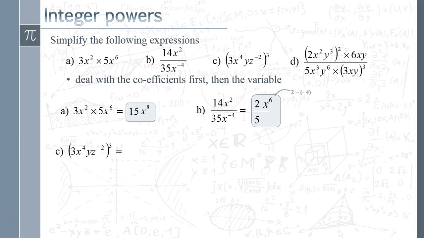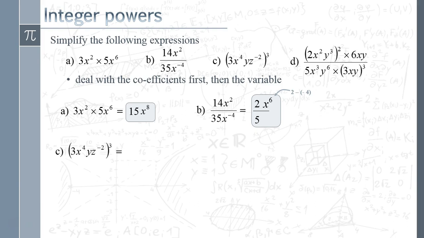Example C. So we've got numbers in here, we've got 3 different variables, we've got powers inside the bracket, we've got powers outside the bracket, so there's a lot to sort out. So using our bracket laws, remember we had 2 laws, one that said that the power outside the bracket applies to everything inside the bracket, and the second one that said that when you're multiplying powers inside and outside the bracket, you're going to be multiplying.